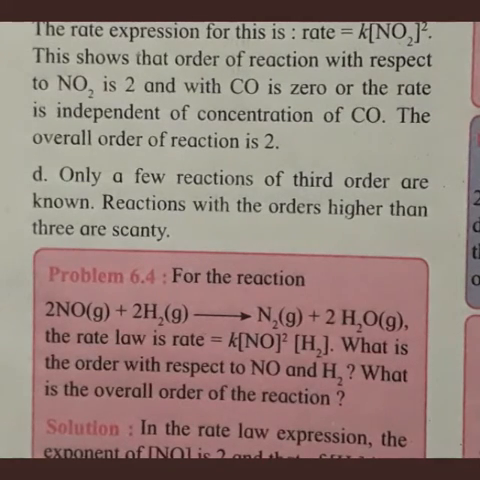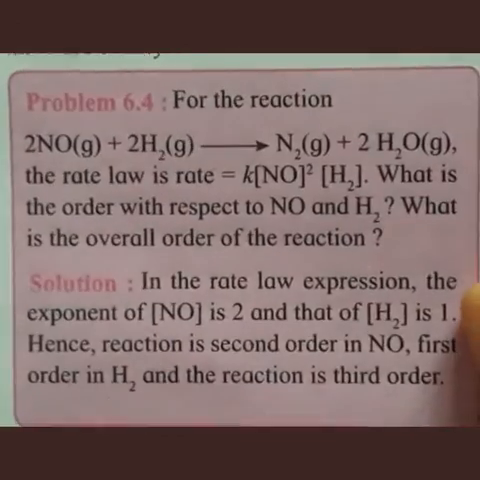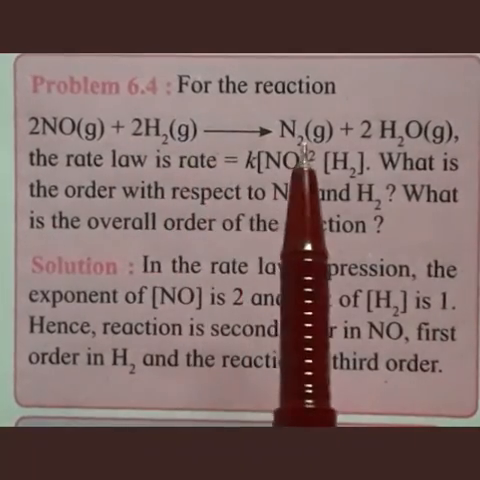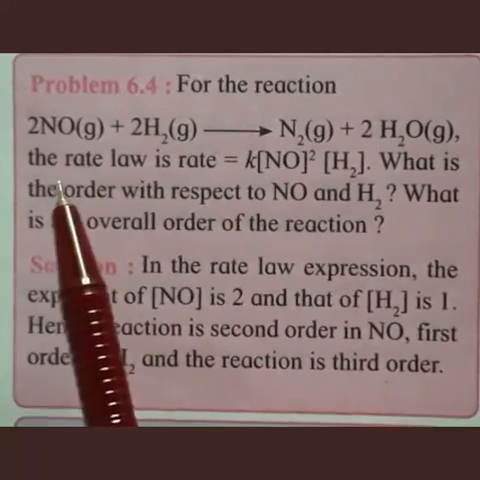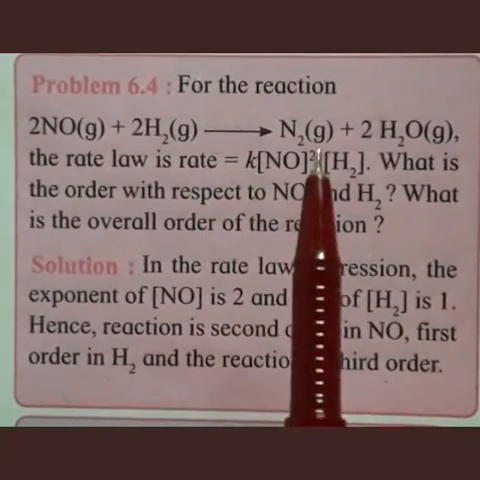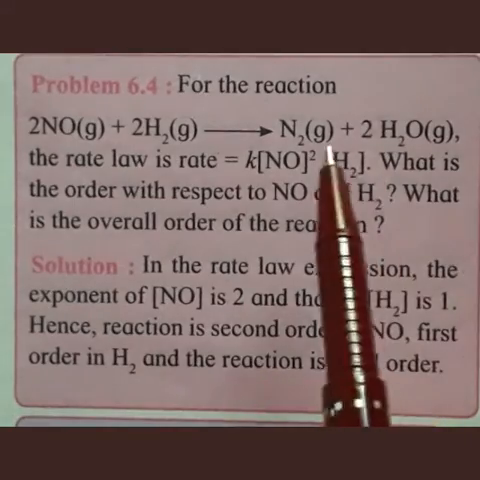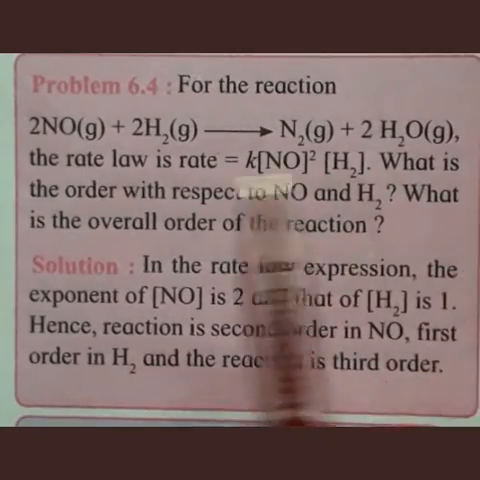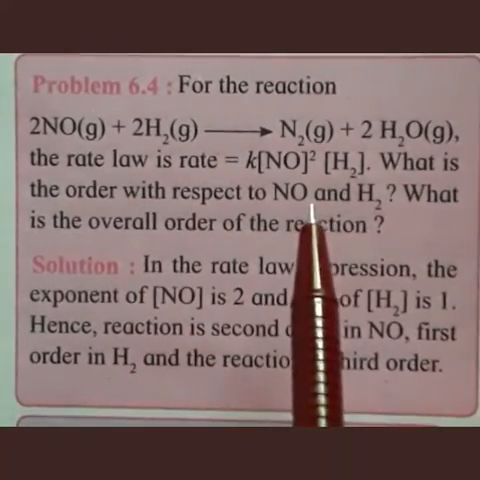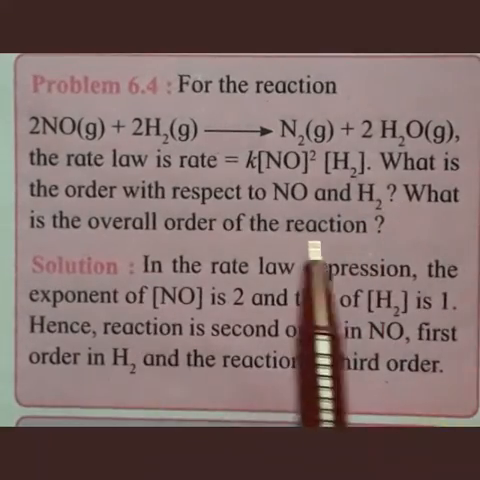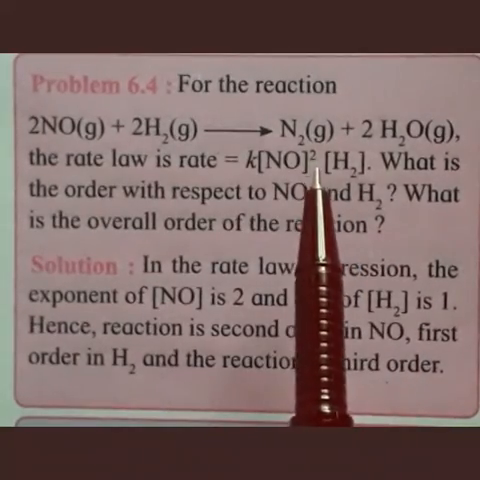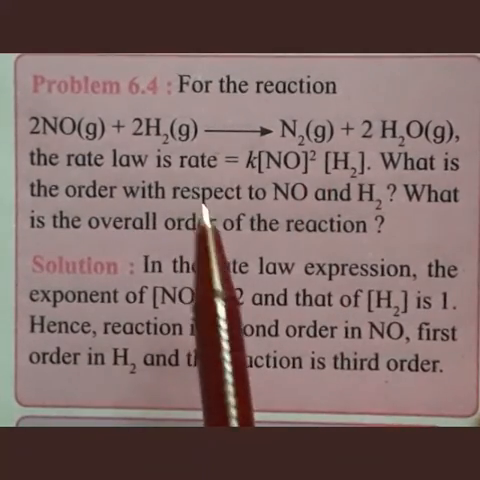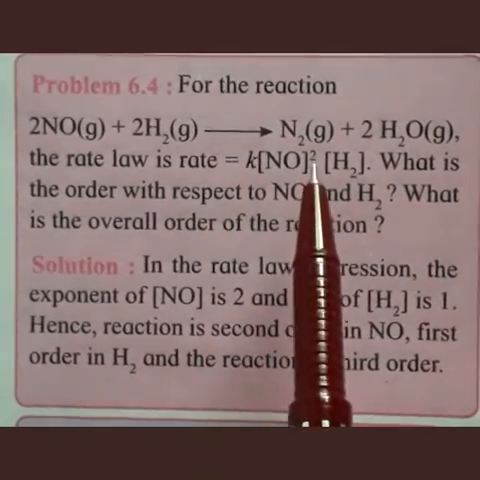Let us see some examples they have given over here. Say this problem 6.4. For the reaction 2NO plus 2H2 gives N2 plus 2H2O, the rate law they have given is k [NO] squared, or NO raised to the power 2, and the concentration of H2 raised to the power 1, nothing is there, that means it is 1. What is the order with respect to NO and H2? What is the overall order of reaction? What is the power of NO? 2. That means order of reaction with respect to NO is 2.